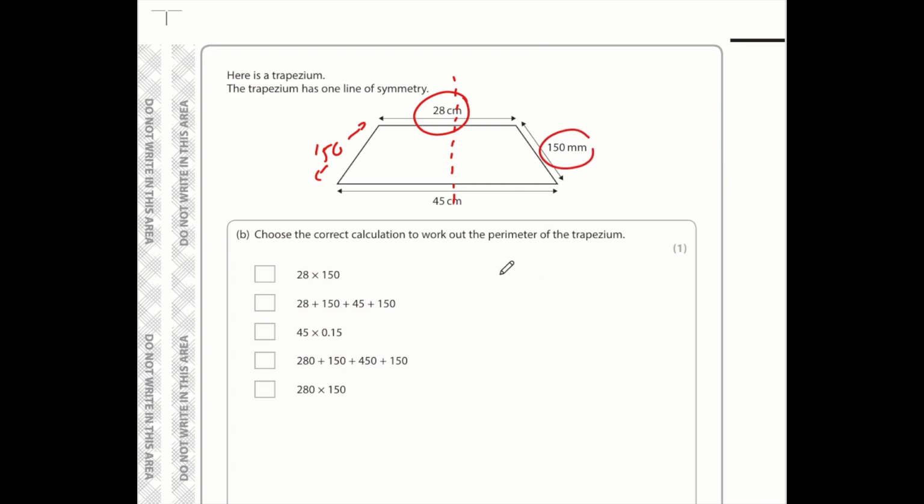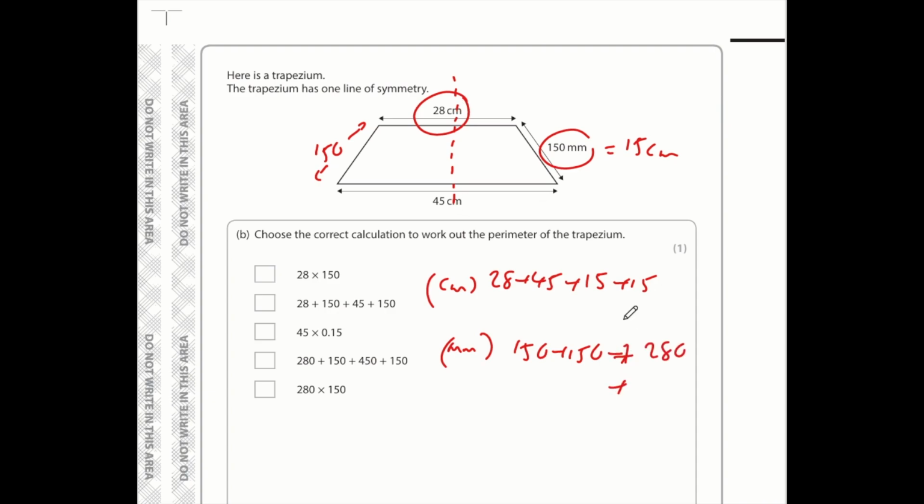So in terms of centimeters, it's going to be 28 plus 45 plus, well, 150 millimeters divided by 10 is 15 centimeters because there's 10 millimeters in a centimeter, so plus 15 plus 15. So this is the centimeters one. Or if it was millimeters, it's going to be 150 plus 150 plus 28 times 10, which is 280, plus 45 times 10, which is 450. So you can see that the only option we've got is the millimeters one, which is option 4.